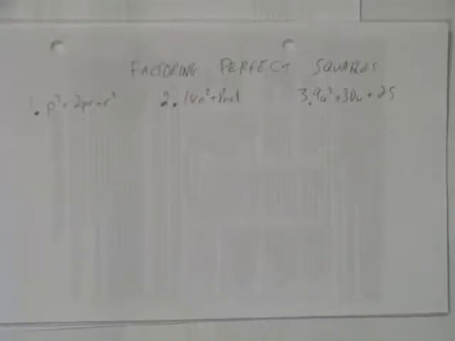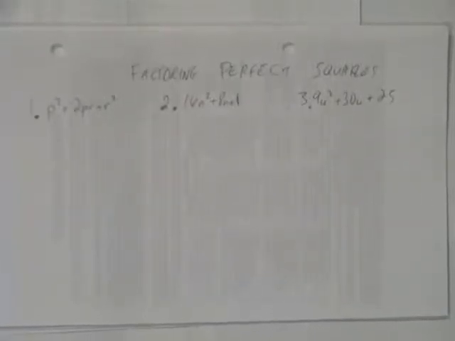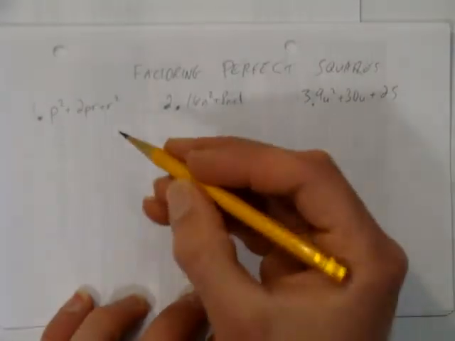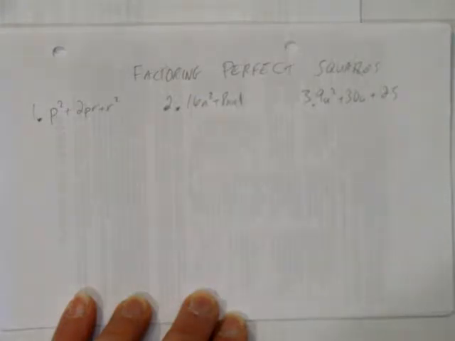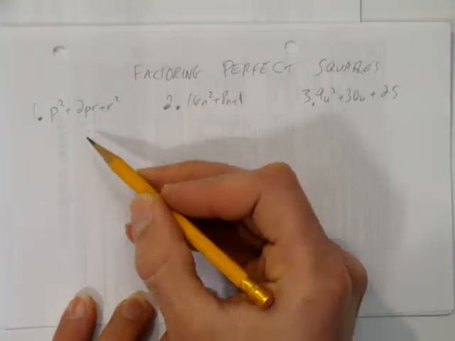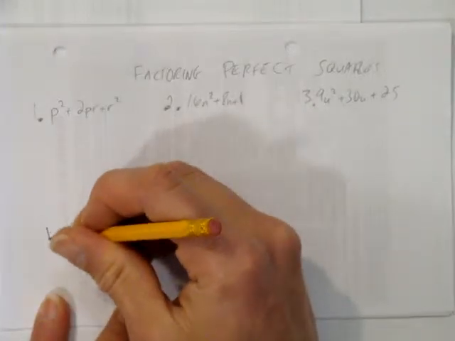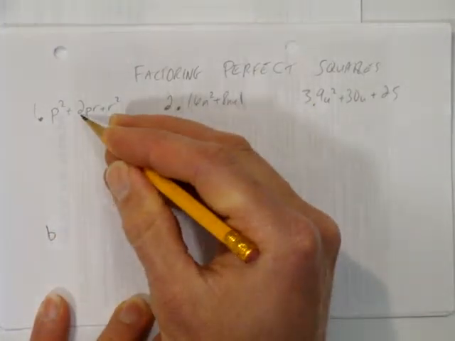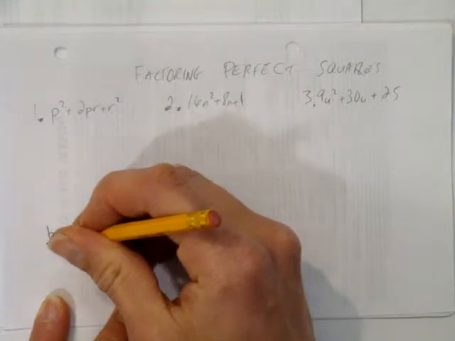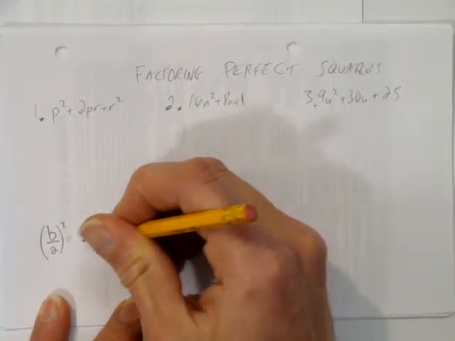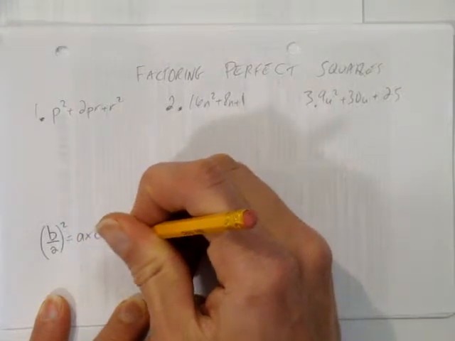In this video, we'll look at factoring perfect squares. The first example is p squared plus 2pr plus r squared. So what we want to check is, first of all, this b, here's our little formula we're going to look at. Is this b, that coefficient there, divided by 2, and then square it, equal to a times c.